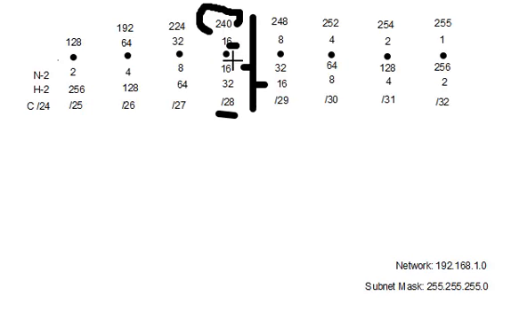I mean 16 networks if you use the zero network, and you'll get 14 hosts in each one of those networks. So here's your whole answer. Everything's here.